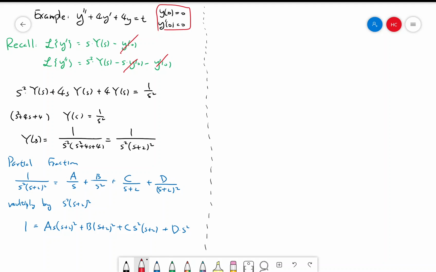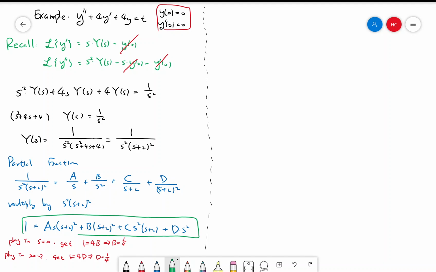So first, we can use the trick we used before. If we plug in s equal to 0, then we get 1 equals 4b, which tells you that b is 1/4. And we can plug in s equal to negative 2, then we get 1 is equal to 4d, which means d is also 1/4. To figure out what a and c are, we need to take the derivative of this.